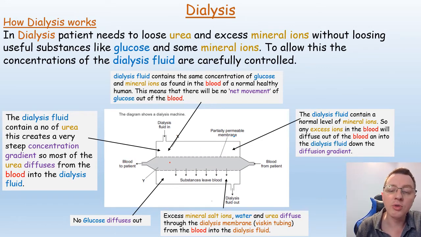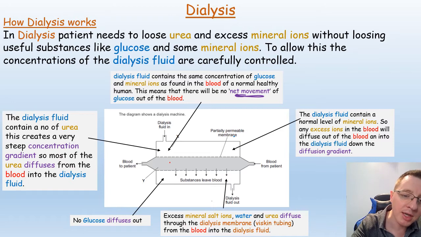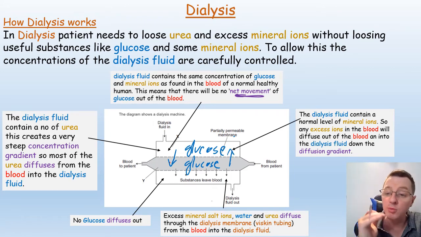Dialysis fluid also contains exactly the same concentration of glucose and mineral ions that are found in the blood of a normal healthy human. This means that there will be no net movement of glucose out of the blood, because we'll have the same concentration of glucose here in the blood and here in the dialysis fluid. Yes, we may get some diffusion going into the blood and some diffusion going out, but their movements will balance out. We will have no net movement of glucose in and out of the blood. Therefore, the same concentration of glucose will be retained in the blood as it returns to the patient.